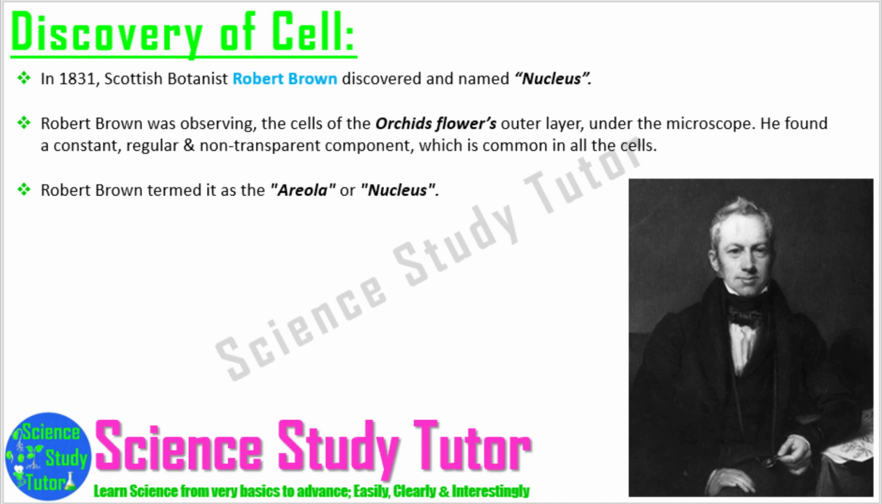Later on, the same was proved for animal cells also, that is, animal cells also contain nucleus. Robert Brown finally stated that all cells had a centrally positioned dense part, that is, the nucleus.